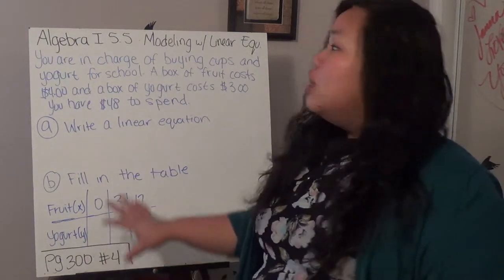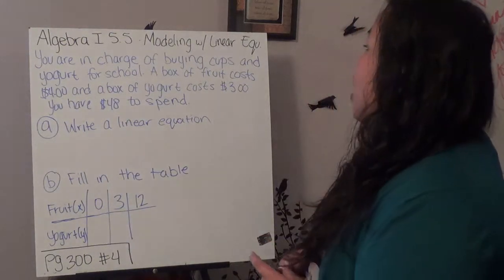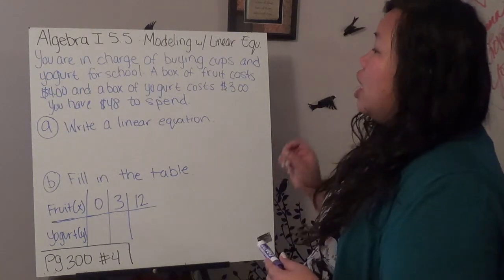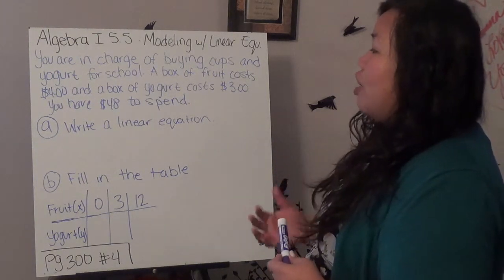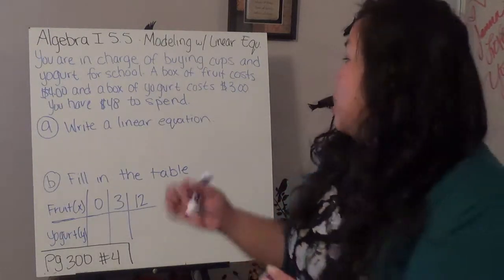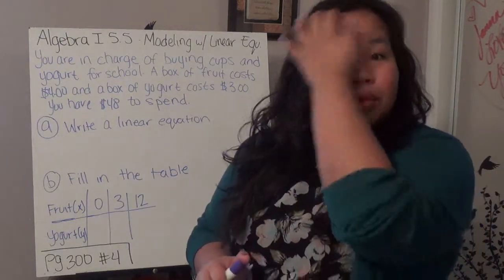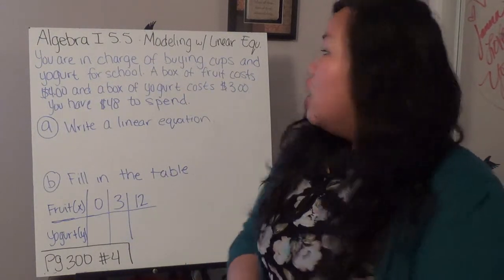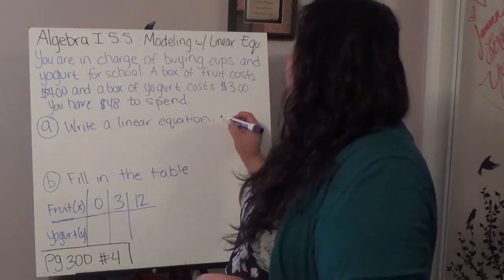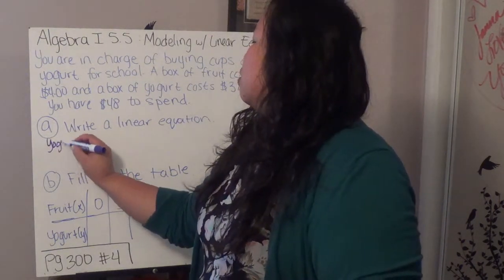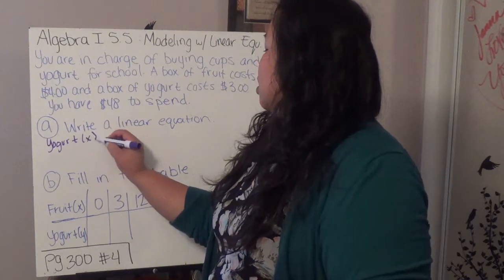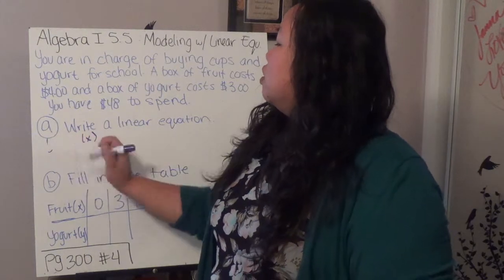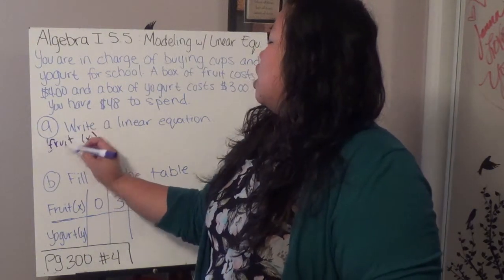Alright? So it says here, you are in charge of buying cups of fruit and yogurt for school. A box of fruit costs $4 and a box of yogurt costs $3, and you have $48 to spend. So basically we need to find a linear equation that helps us figure out how much of each we need to buy. So let's make fruit x, because that's first, and yogurt y.